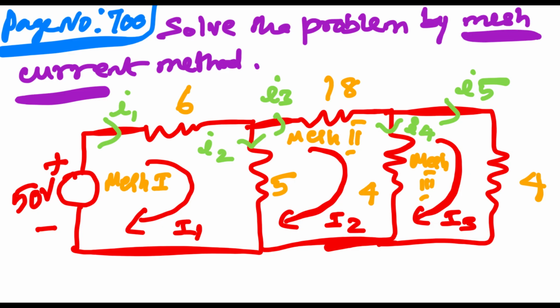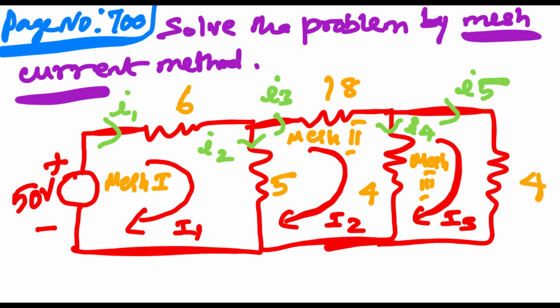Circuit shown in figure. Solve the problem by mesh current method. Put I1, I2, I3 mesh current directions. Mesh 1 and mesh 2 and mesh 3. That is, three meshes consist in that circuit. 50 volts supplied, minus to plus. Consider I1 direction, that is minus to plus, that is rising voltages.